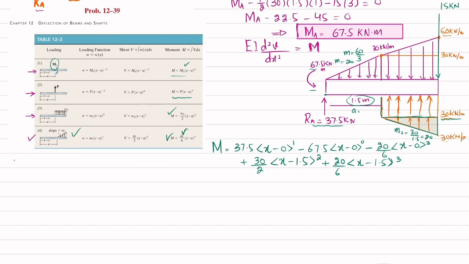Now if you further simplify it, you will get moment equal to 37.5 into x minus 67.5. X power 0 is 1, so minus 20 divided by 6, which will be 10 by 3, so 10 divided by 3 into x cube, and this term will also be plus 10 by 3 into x minus 1.5 cube, and this term will be plus 15 into x minus 1.5 square. So this is your moment equation. So put it in this formula.